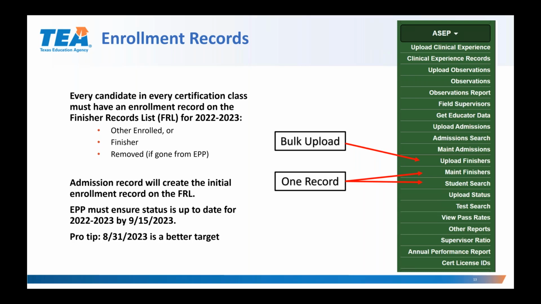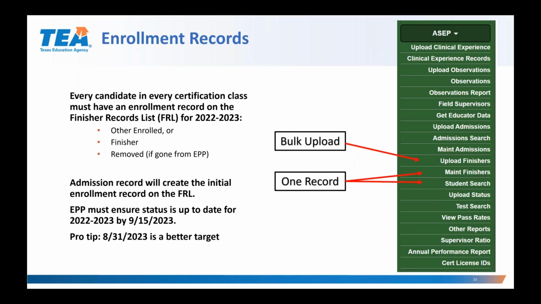EPPs can also filter their list to review those candidates that were removed during the year. Your finisher records list is accessed via the Maintain Finishers link under the ASEP drop-down menu. It can be exported if needed. As stated earlier, the initial other enrolled record is created for you courtesy of the admission record. Thereafter, though, EPP staff will need to update the enrollment record as needed.